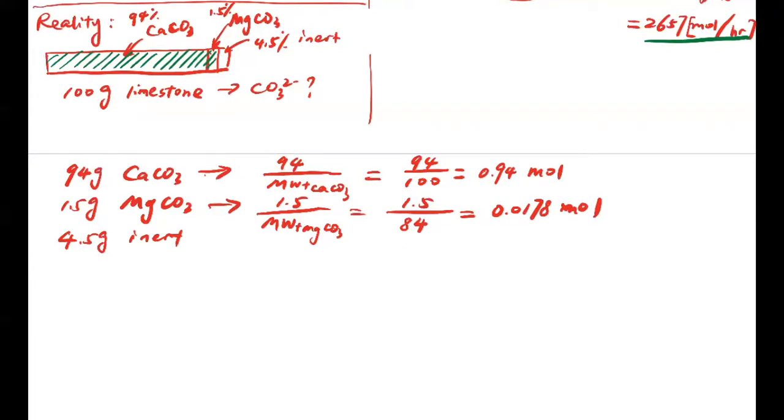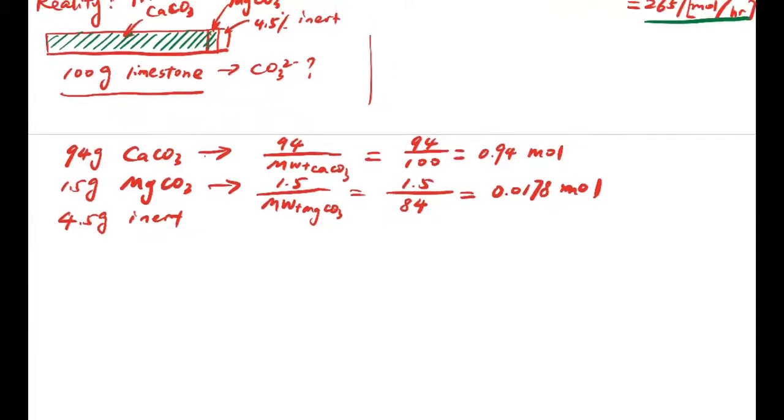Okay, so basically, what we're trying to do is analyze 100 grams of the limestone. Within 100 grams of limestone, how many carbonate ions does it provide, right? So what this means is that we need to add these up together to calculate the moles of the carbonate ions, right? So that will give you 0.957 mole of carbonate ions.